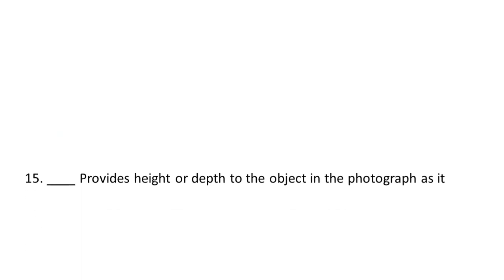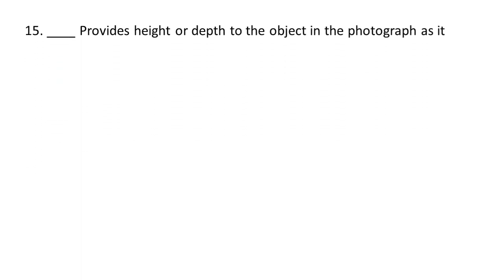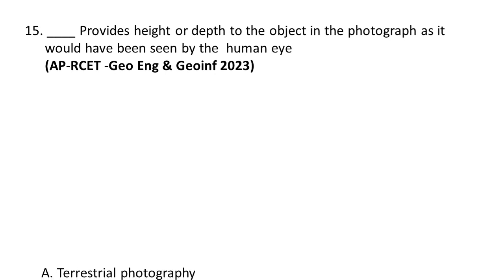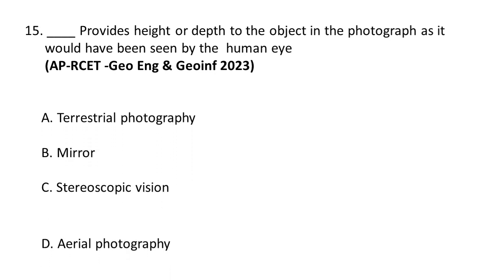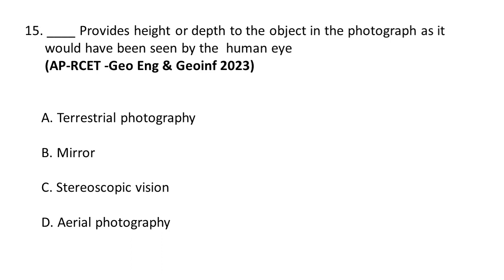Next question. Which of the following provides height or depth to the object in the photograph as it would have been seen by the human eye? The options are A, terrestrial photography, B, mirror, C, stereoscopic vision, and D, aerial photography. So the correct option is stereoscopic vision. Stereoscopic vision is a method that uses spectroscopy to determine or measure the colors that humans can see. So C is the correct option.